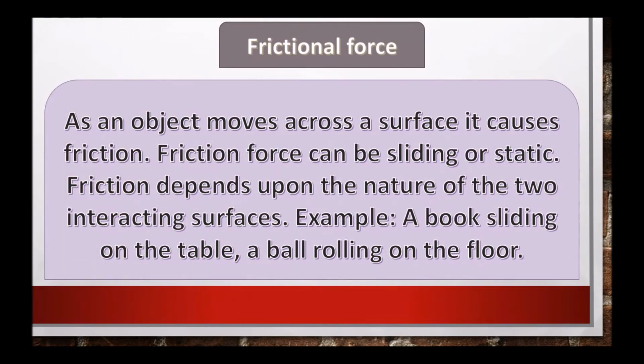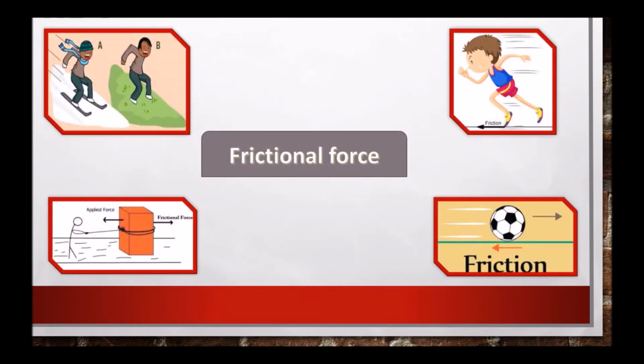Frictional force. As an object moves across a surface, it causes friction. Friction force can be sliding or static. Friction depends upon the nature of the two interacting surfaces. For example, a book sliding on the table, a ball rolling on the floor. These are some frictional force examples.